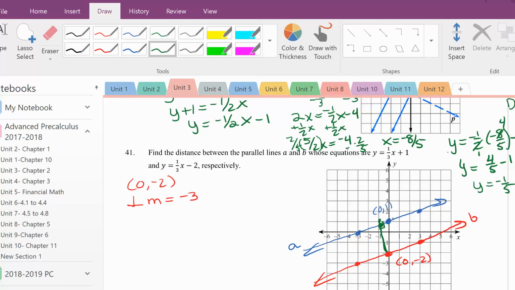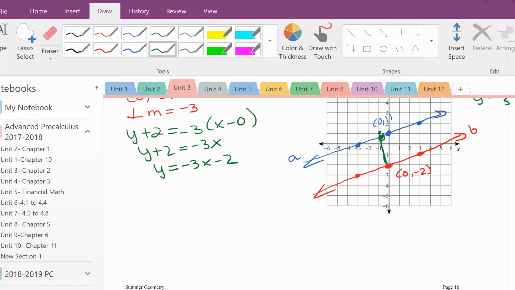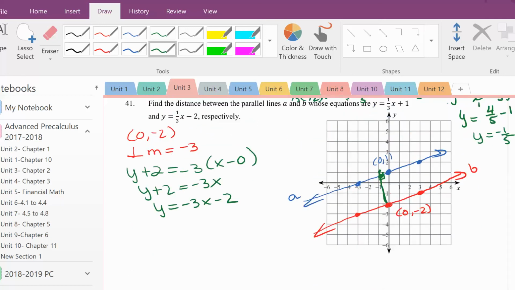So if we use 0, -2, and -3, we can find the equation of the green line by going y plus 2 equals -3 times x minus 0. So y plus 2 equals -3x, so y equals -3x minus 2. So now we have to set line A equal to the green line in order to find these coordinates here.